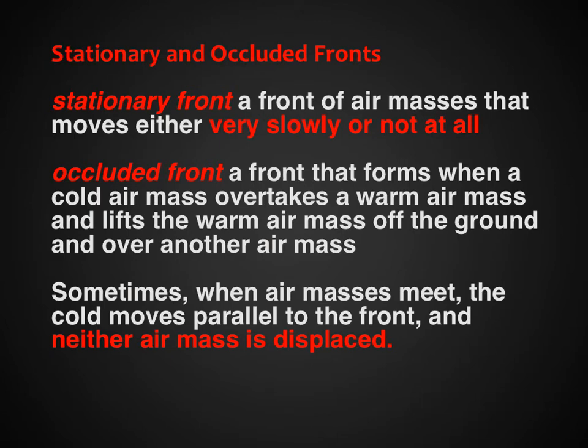There are two other kinds of fronts. One of them is a stationary front, and that's where we get two air masses near each other, but they're moving very slowly or not at all, and they're not really interacting. They're kind of just sitting next to each other. The fourth type is an occluded front, and it's a front that happens when a cold air mass overtakes a warm air mass and lifts that warm air mass off the ground.